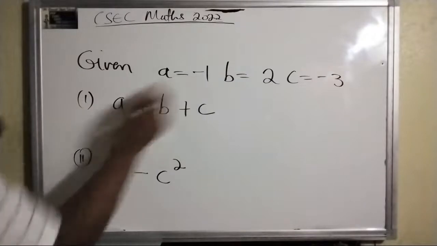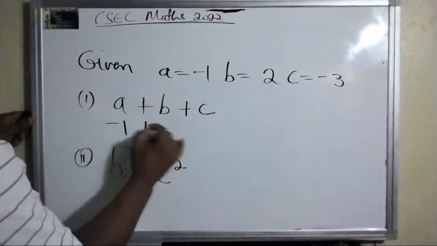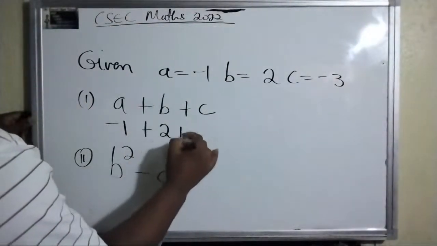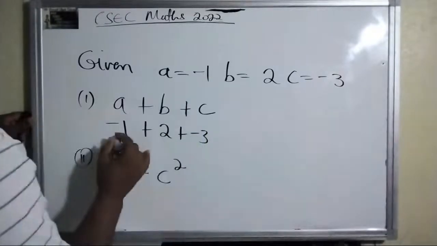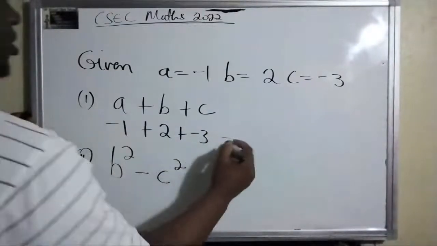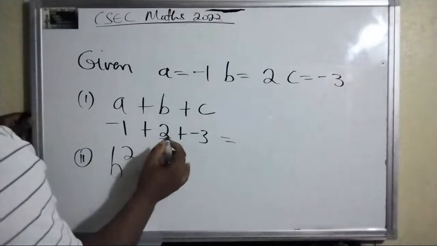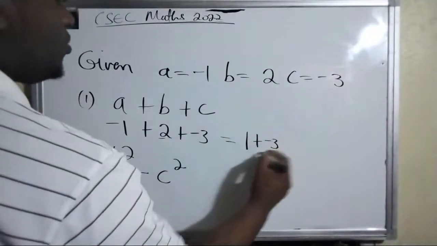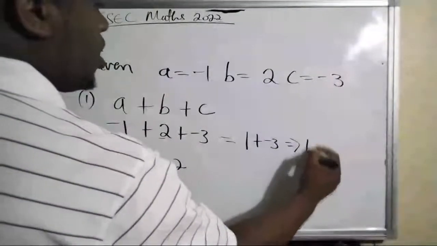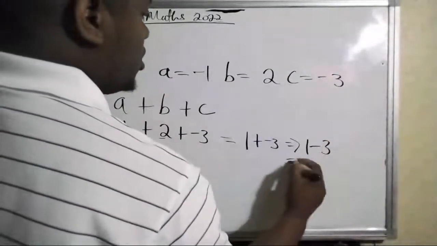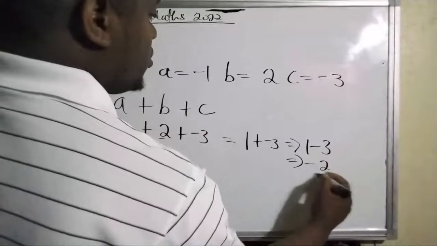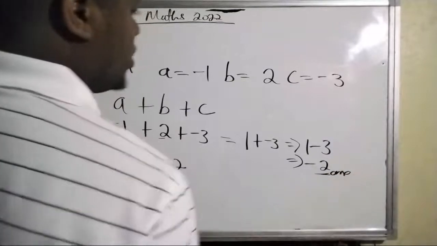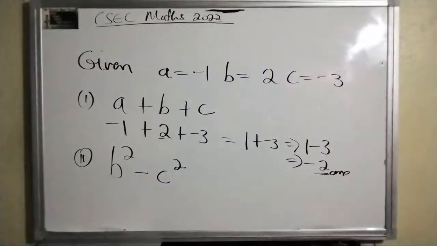So a is -1, so it's -1 plus 2 plus -3, right? It can be tricky. -1 plus 2 is gonna give us +1 plus -3. This is the same thing as 1 minus 3, so that will give us -2, and that would be our answer. Be very careful with the signs, guys. They can be a bit tricky if you don't pay close attention.